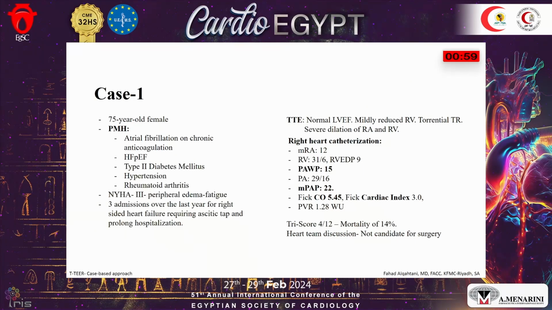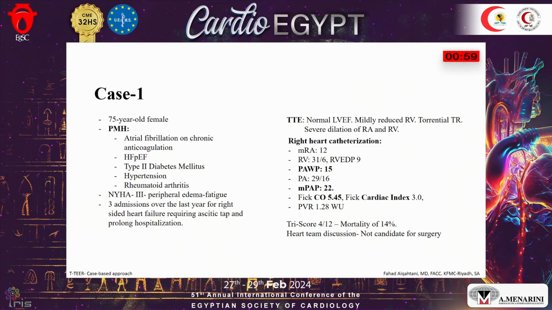Presented with New York Heart Association Class 3, peripheral edema, fatigue. She had 3 admissions over the last year for right-sided heart failure, requiring a sitting tab and prolonged hospitalization. Very sick patient, coming again and again to our hospital with a severe TR.